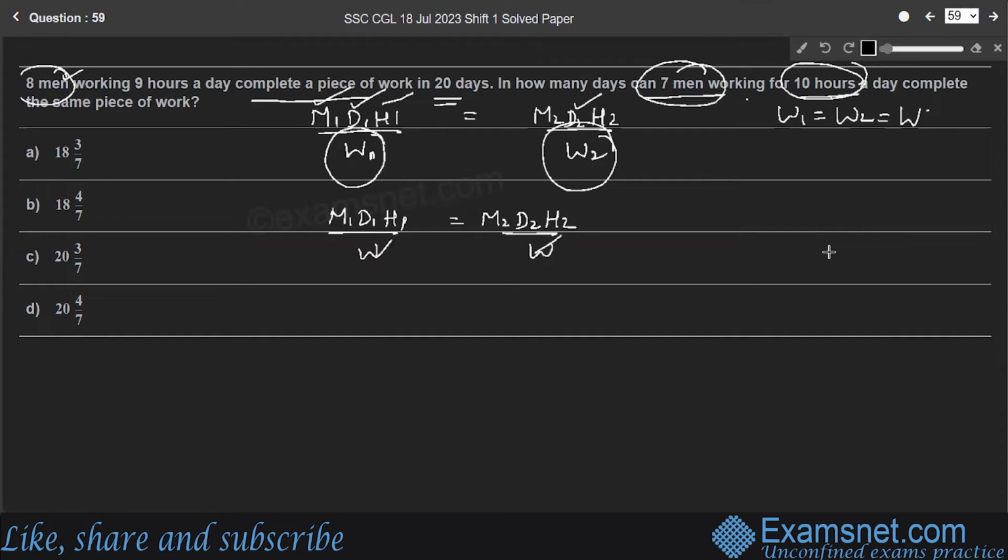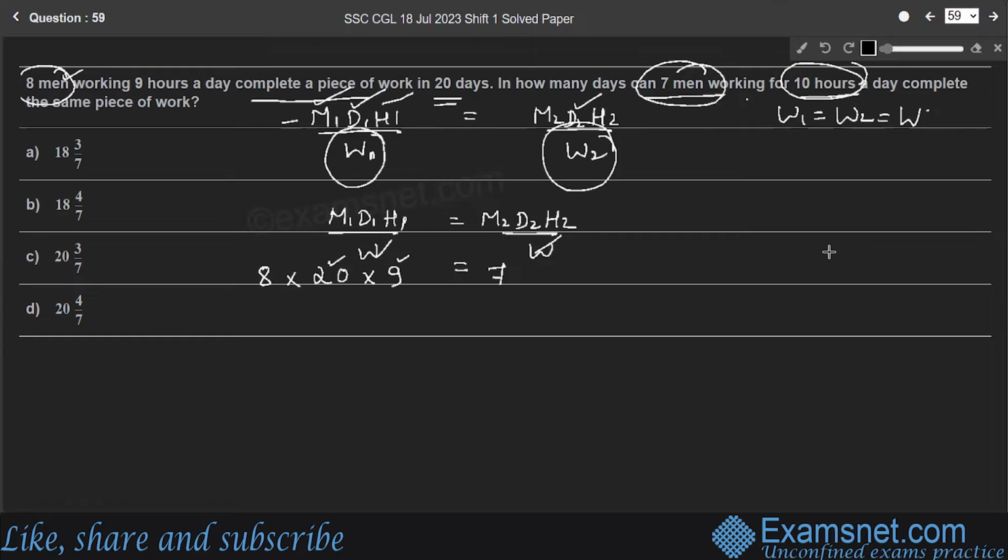W and W will get cancelled. So substitute the values here. M1 means 8 men, right? So 8 men are working in 20 days, and in each day they work for 9 hours. So D1 is 20 days, H1 is the number of hours in a day, 9 hours. M2 is equal to 7 men.